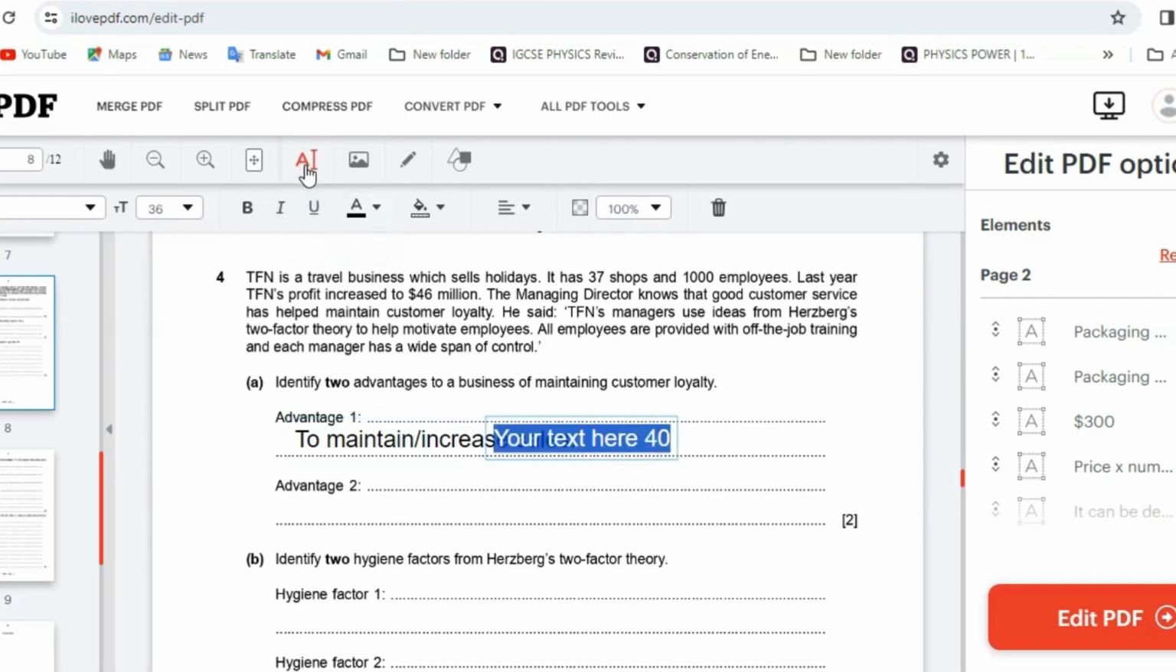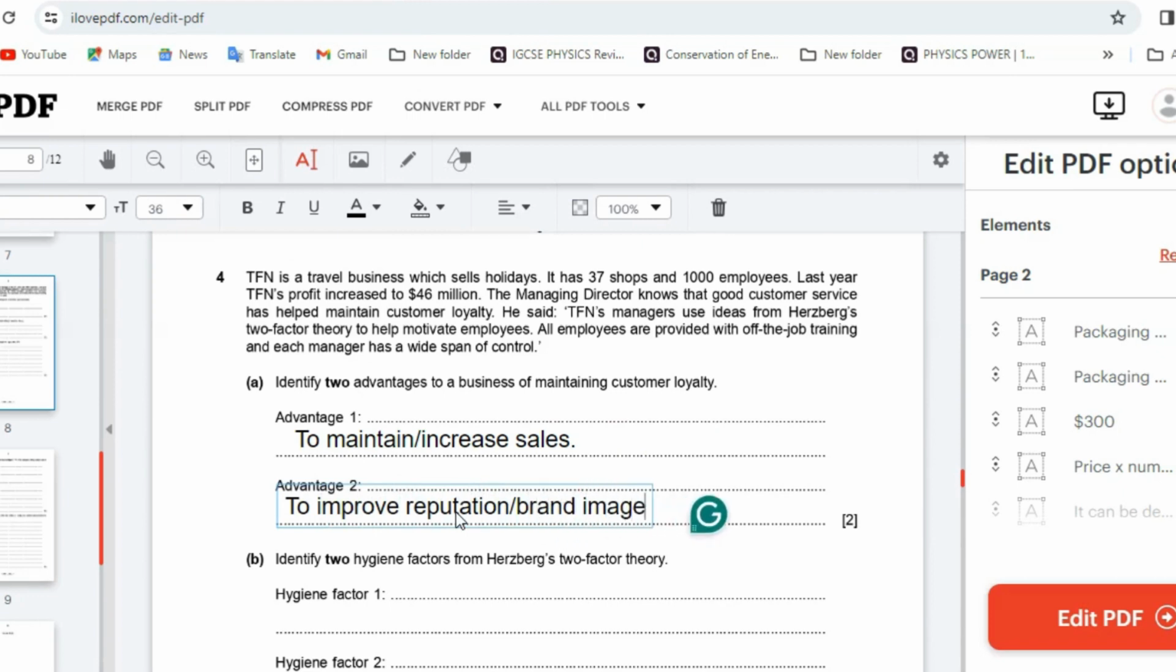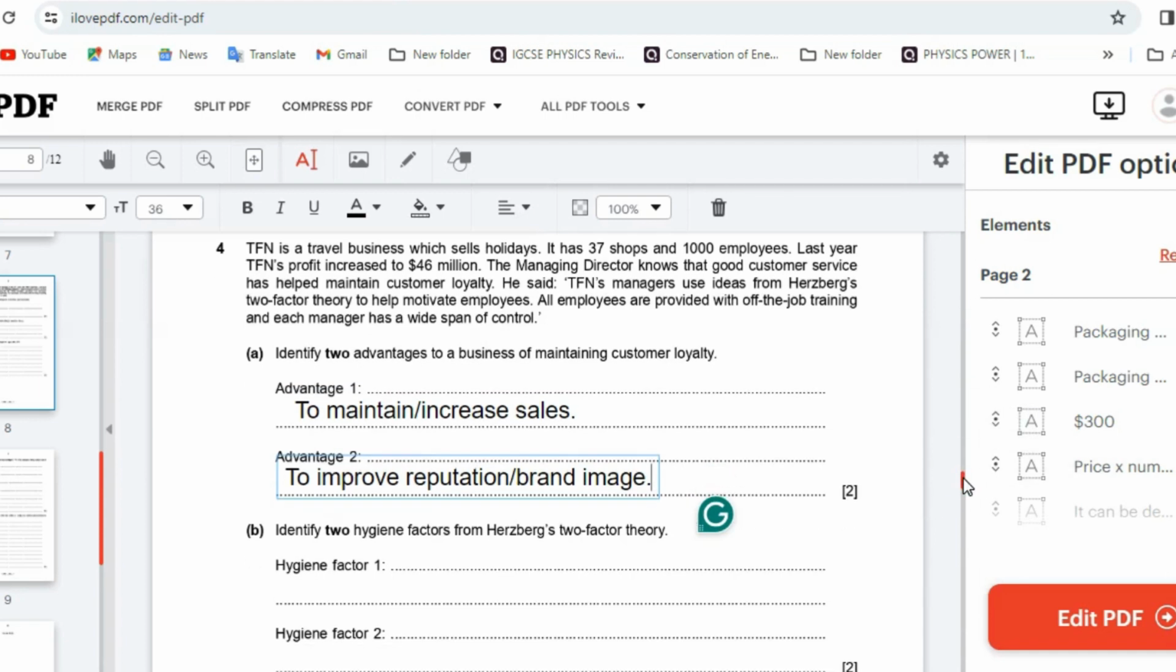Another one is, of course, to improve their reputation or their brand image. That is the good name of the business. Also, by gaining customer loyalty, it is easier to introduce new products by CFN.